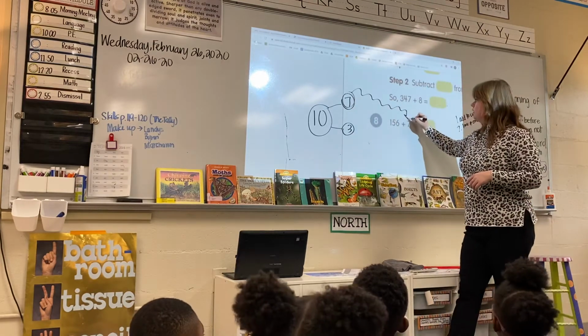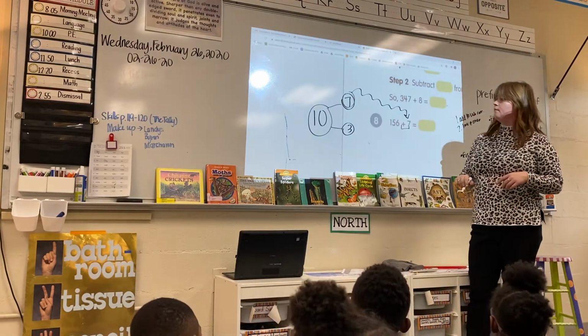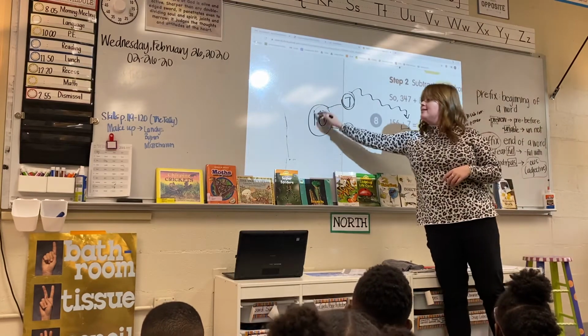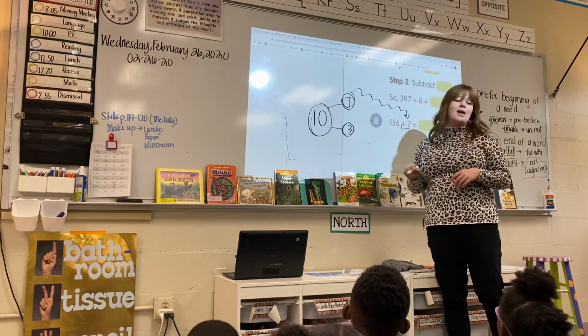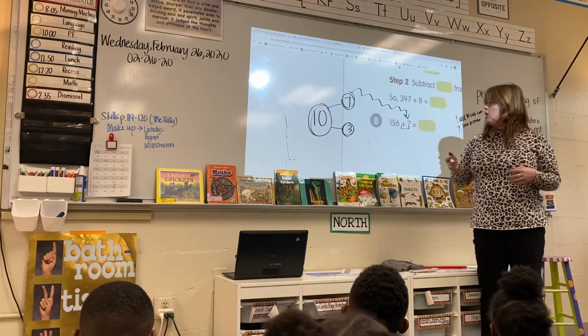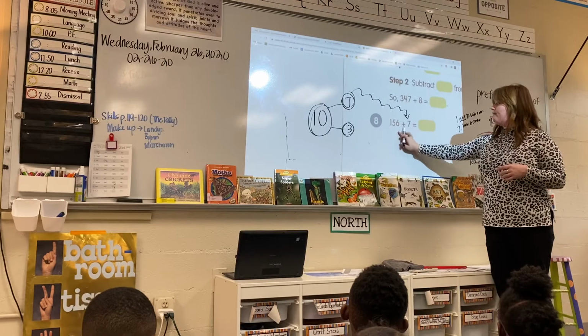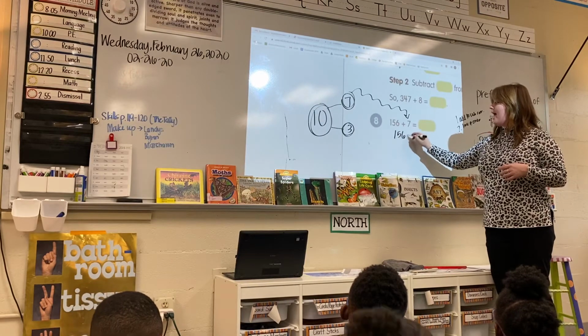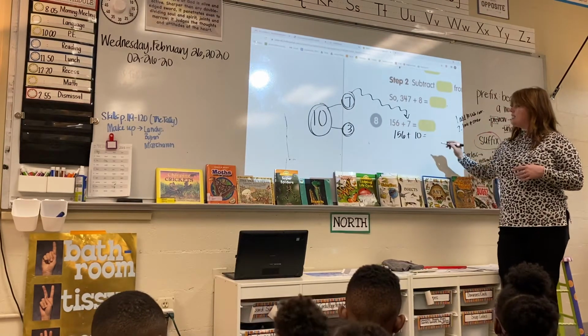That 7 is right there. So whenever I add 10 and subtract the remainder, what is the remainder that I'm subtracting? 3. So 156 plus 7. Let's do 156. Let's add our 10. What does that give me?